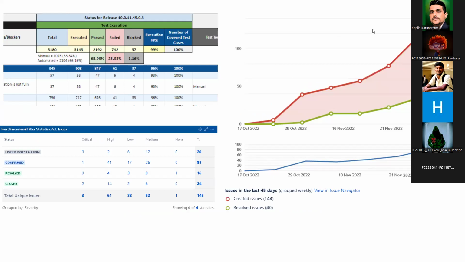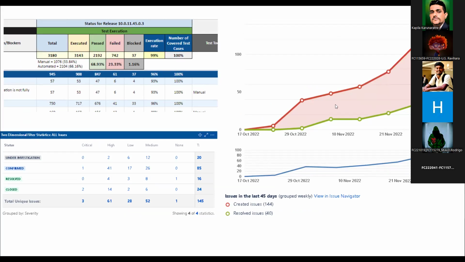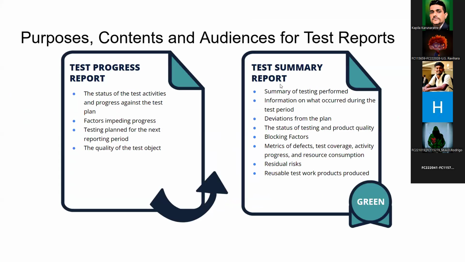So these are a few metrics. So these are the things we are going to measure, right? So these are the burn up charts, defect injection charts, something like that. And these are a few different metrics and how we are going to measure them. And based on that, you can measure. Right? So the other thing is reports.